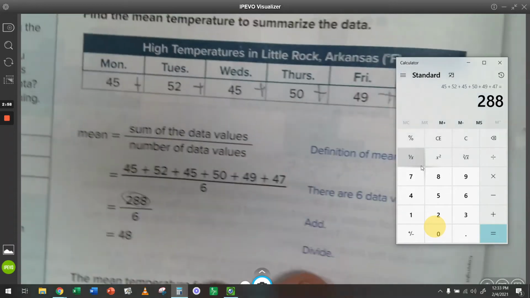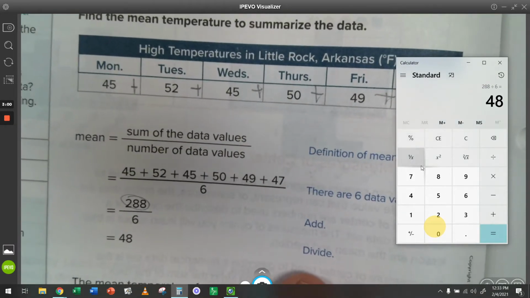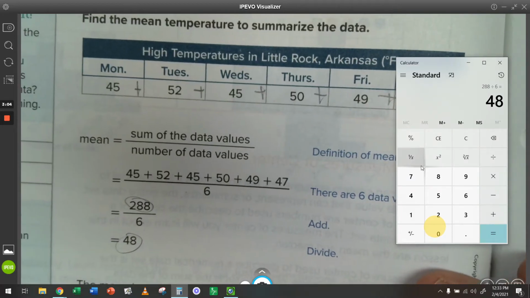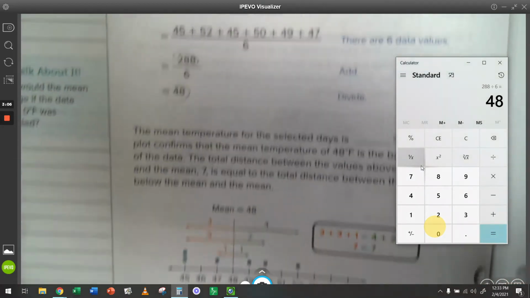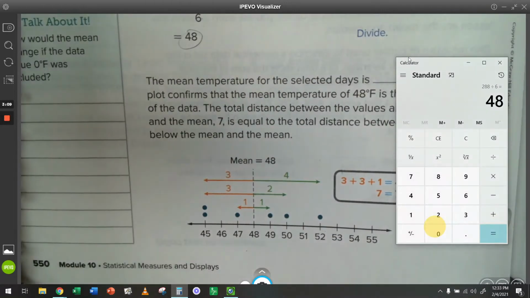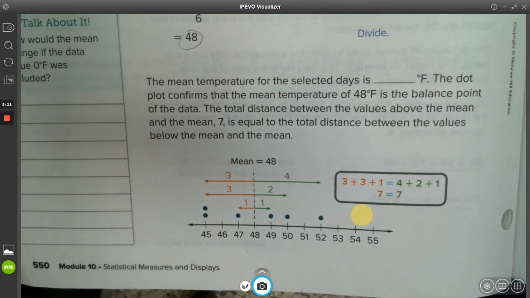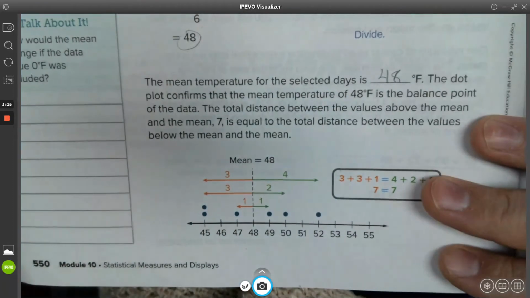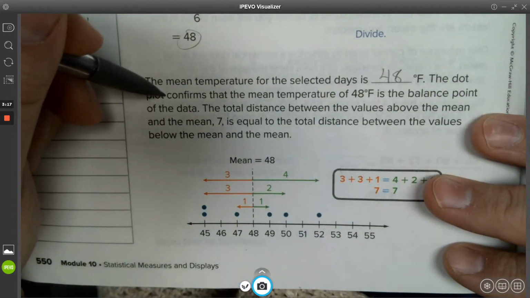Now, because there are 6 values, we divide it by 6. So divide by 6, which is then 48. So we were able to get the correct answer here. Now, the mean temperature for the selected days is 48 degrees Fahrenheit. The dot plot confirms this.